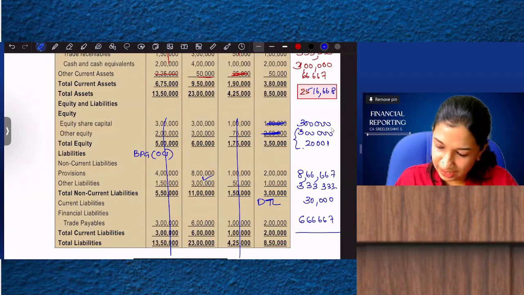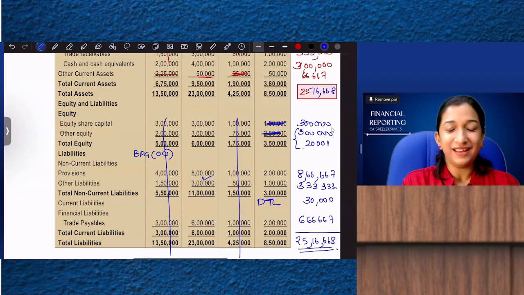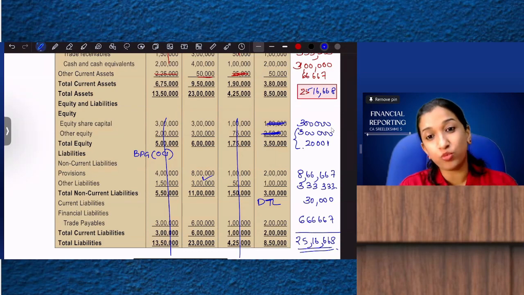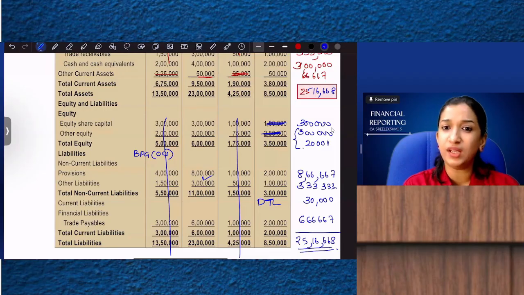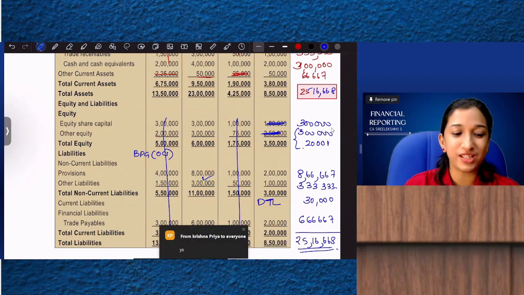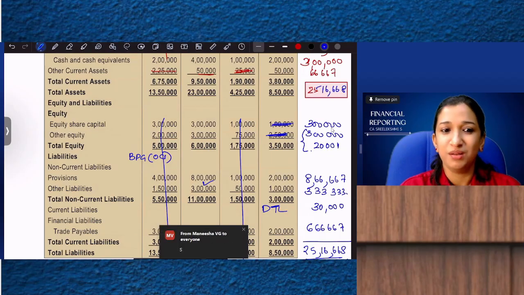So 25 lakh 16,668. I think this is very easy. This is easy only after doing Ind AS 111 combined with Ind AS 103. This is very basic, but the question is almost 3 pages. If we are not trying this, we feel something else is there. We feel it is very complicated. But there is no complication. Easy question.